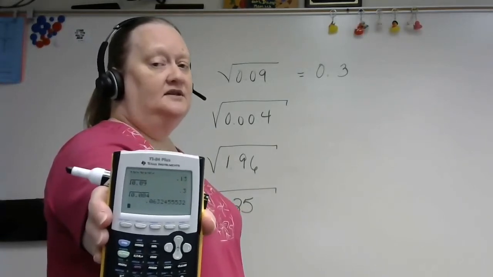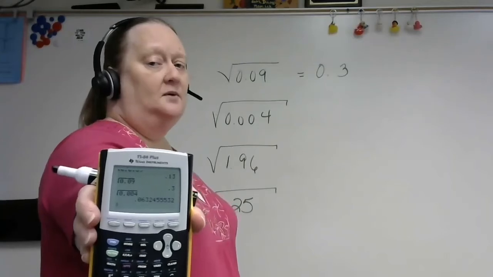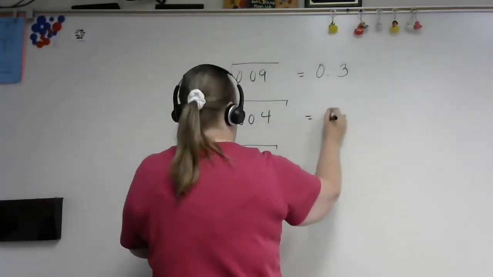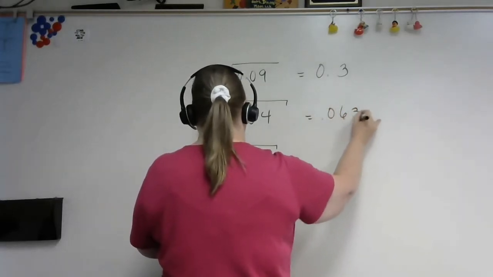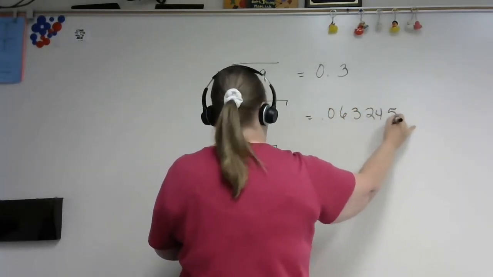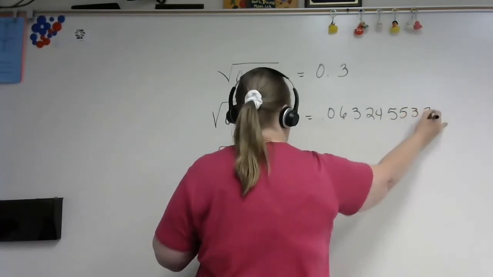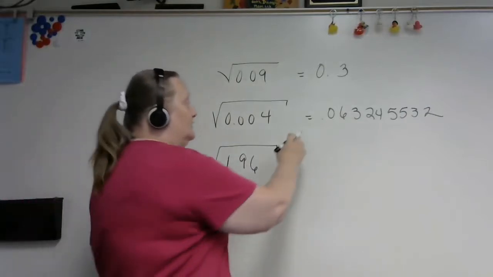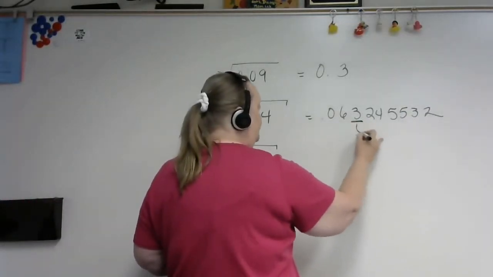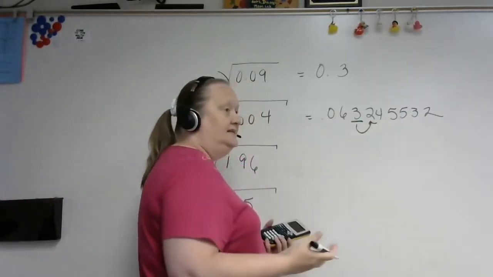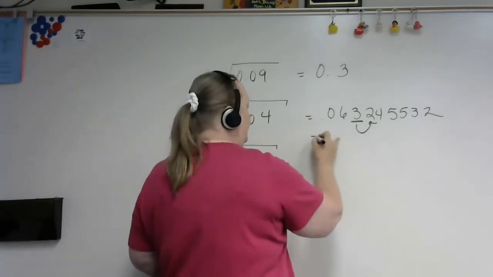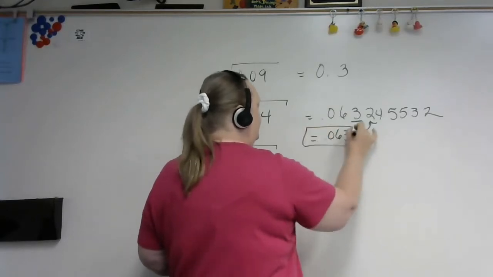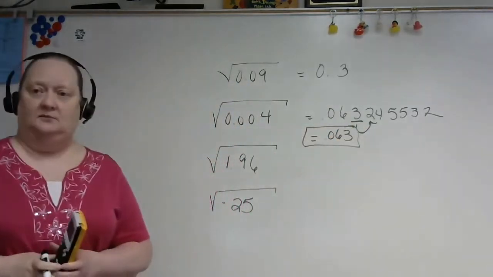So here on the next one, the square root of 0.004 comes out to be 0.0632455532. And I'm going to round this one to the nearest thousandth, which in this case would be the 3. So we look to the 2, that means it stays the same. And so that's going to be equal to 0.063 to the nearest thousandths, which is the 3rd decimal place.